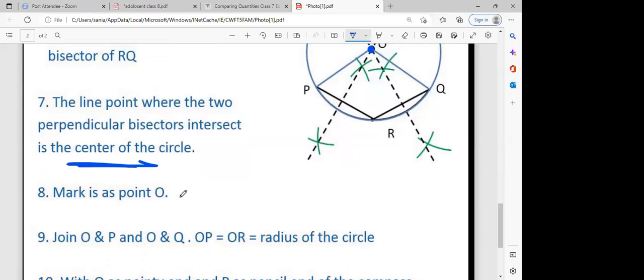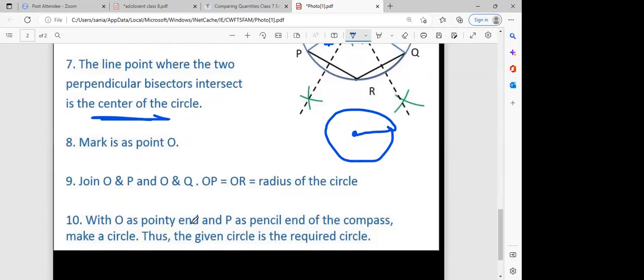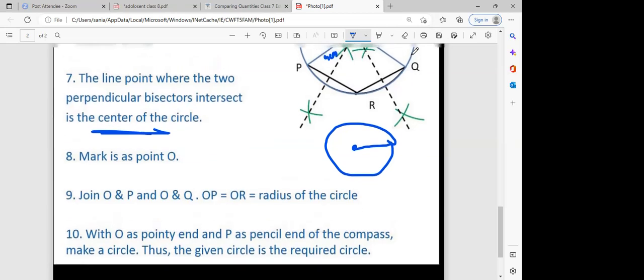Now, remember, listen very carefully: join OP, right, and OQ. Now this OP and OQ are the radius, right? Yes, ma'am. This is your center. For example, say the radius is 4 centimeters. You will open your compass to 4 centimeters and draw a circle. Clear? With O as the point end and P as the pencil end of the compass, make a circle. This given circle is the required circle. Clear?